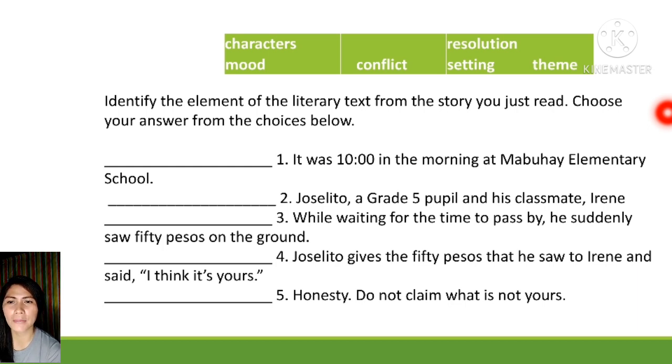While waiting for the time to pass by, he suddenly saw 50 pesos on the ground. So that's where the conflict started. Joselito gives the 50 pesos that he saw to Irene and said, "I think it's yours." So that is the resolution. And honesty, do not claim what is not yours. That's the theme of the story.